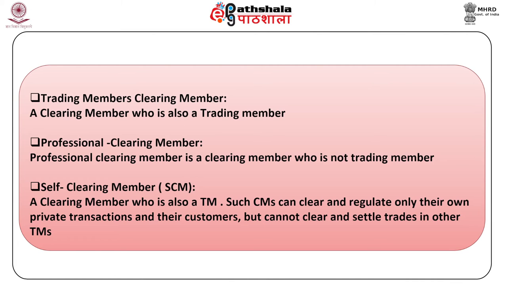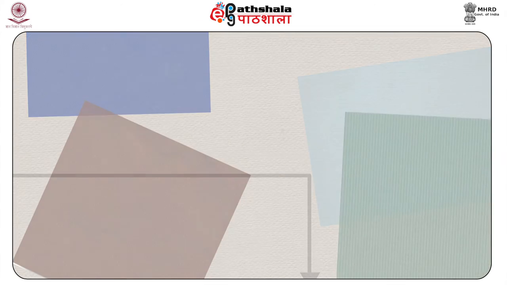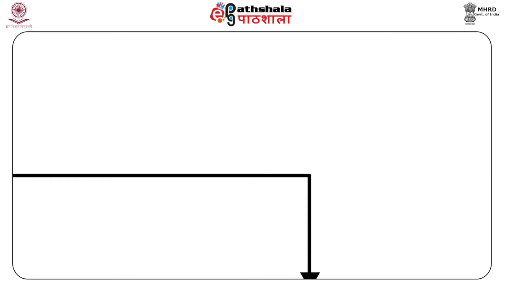Types of clearing members: trading member clearing member, a clearing member who is also a trading member; professional clearing member, a clearing member who is not a trading member; and self-clearing member, or SCM, a clearing member who is also a TM. Such CMs can clear and settle only their own transactions and their customers', but cannot clear and settle trades of other TMs. Clearing member eligibility norms: net worth of at least rupees 300 lakh, a deposit of rupees 50 lakh to NSCCL as part of the deposit of the CM, and additional incremental deposits of 0.10 lakhs to NSCCL for each additional TM in case the CM agrees to clear and settle deals on other TMs' behalf.